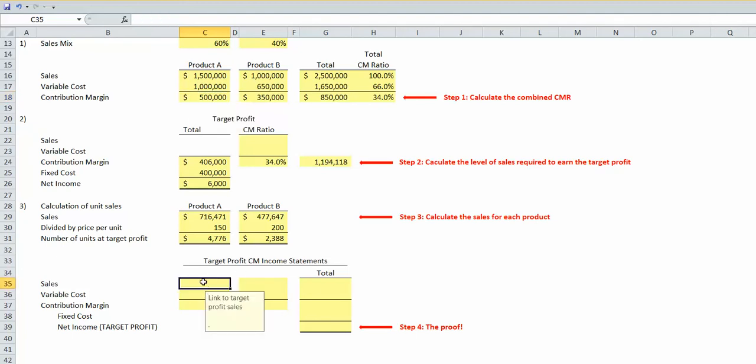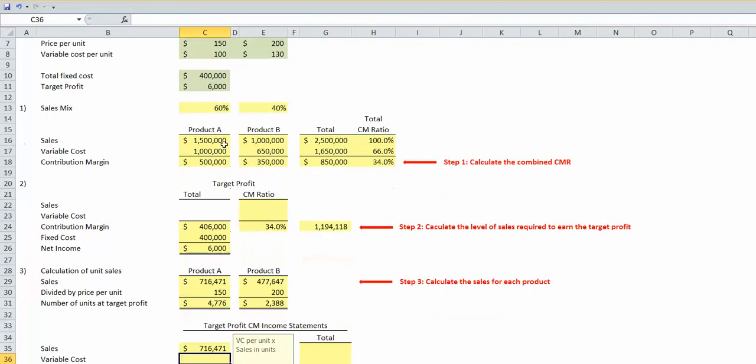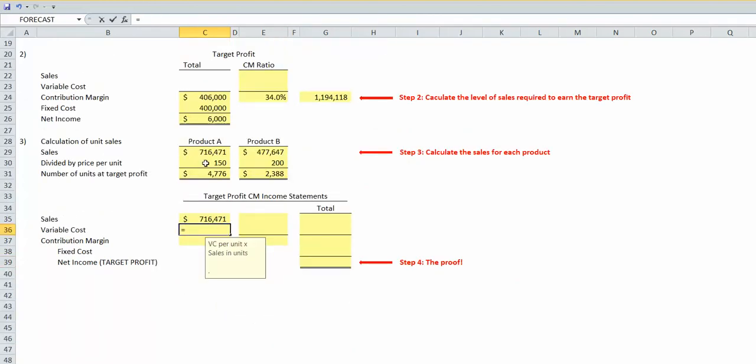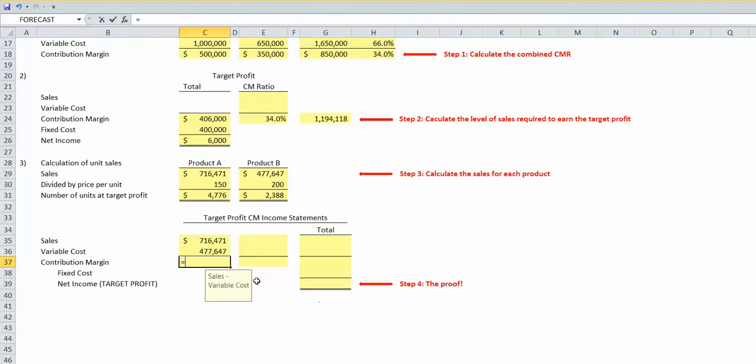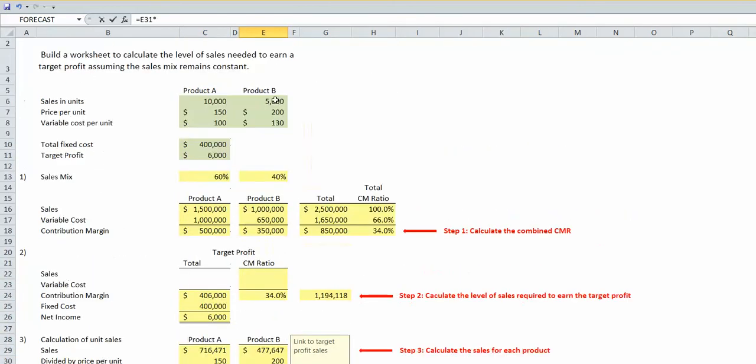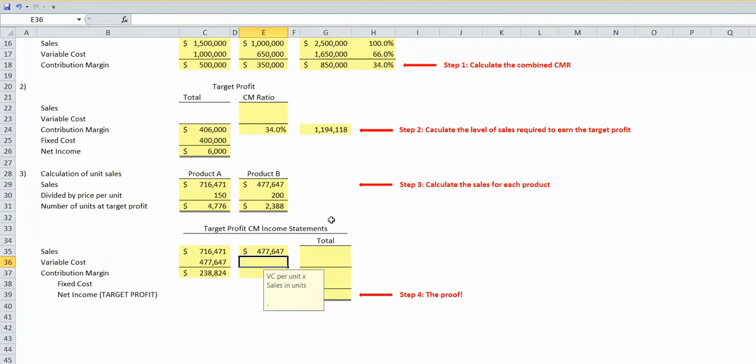Finally, as a fourth step, we can prove that this is indeed the level of sales we need to break even. We take our units in sales times our selling price, our units in sales times our variable cost per unit, and we see our contribution margin for product A is $716,000 minus the $477,000, or $238,000.